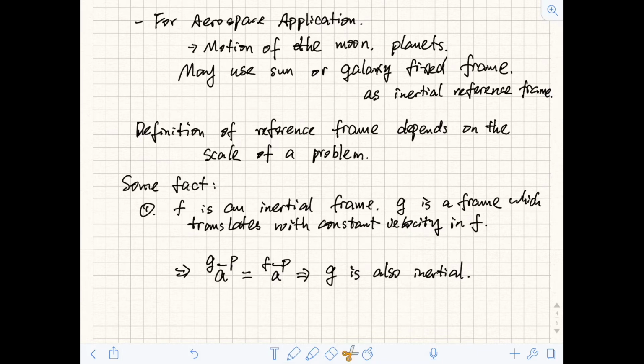And this is the result, actually the proof. If we have G as a reference which translates with a constant velocity in F, we have the acceleration of some point in F equal to the acceleration of point P in G. So both F and G will be considered inertial reference frames.